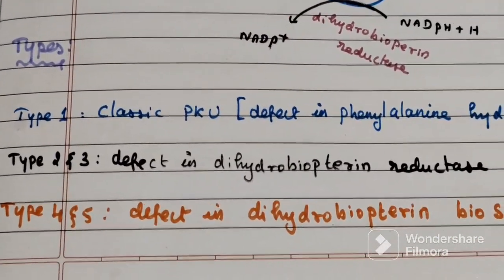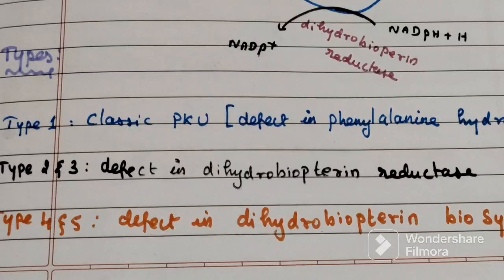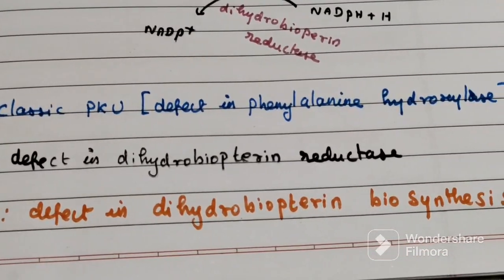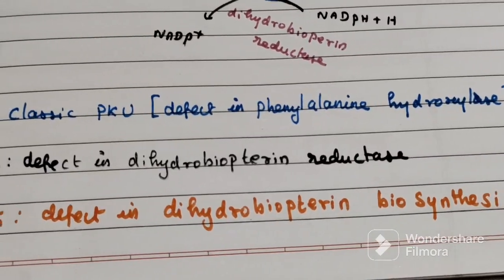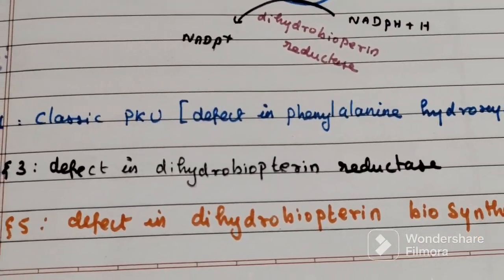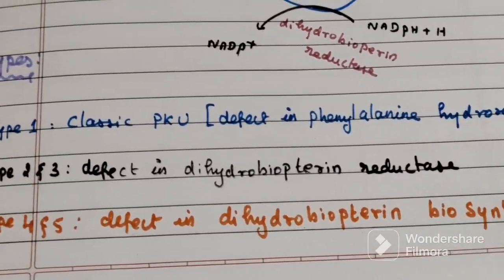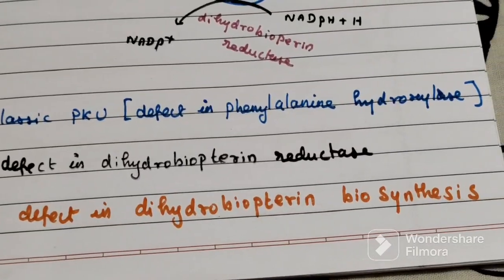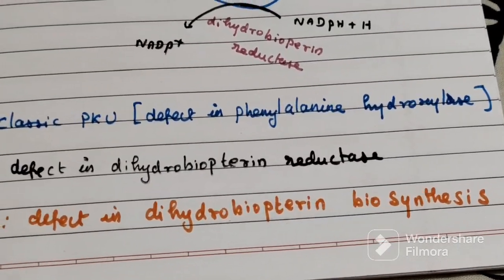There are 5 important types of phenylketonuria. Type 1, the classical example, is defect in the phenylalanine hydroxylase enzyme. Types 2 and 3 are defect in dihydrobiopterin reductase. Types 4 and 5 are defect in dihydrobiopterin biosynthesis.